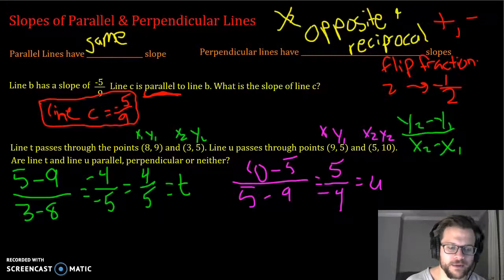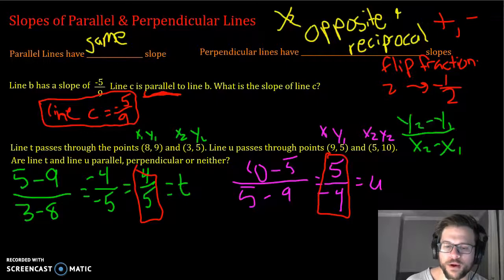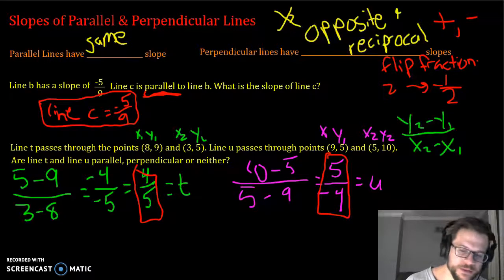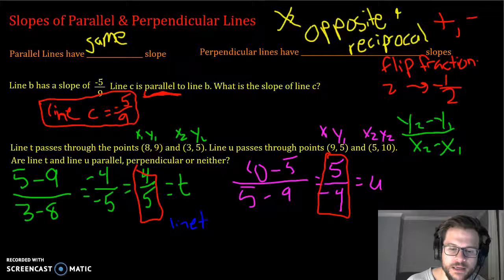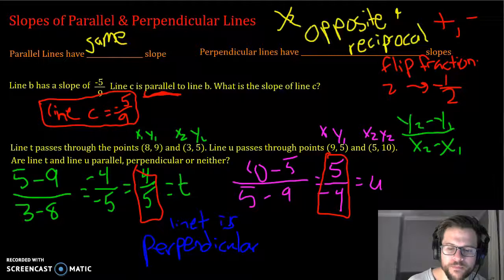So we're going to compare the slope of 4 over 5 and 5 over negative 4. Now they are flipped. They are reciprocals. The 5 is on bottom here, now it's on top. The 4 is on top over here, now it's on bottom. And there is a negative. Since there's one negative in front here and it's a positive there, that means they are opposite and reciprocals, which means that line T is perpendicular to line U.